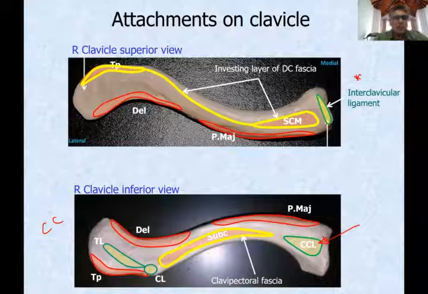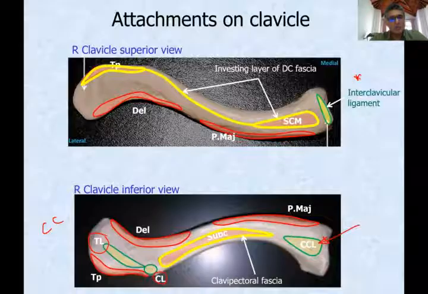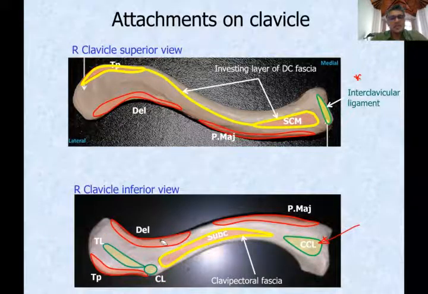Now this coracoclavicular ligament has two parts, the trapezoid part and the conoid part. So you call it trapezoid ligament and conoid ligament. They are both attached to the coracoid process of the scapula. And this ligament is important because it is stronger than the clavicle itself.